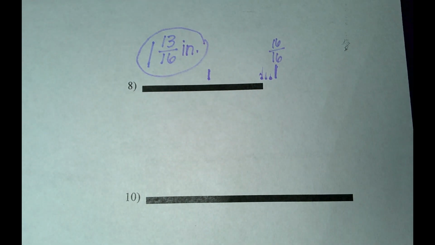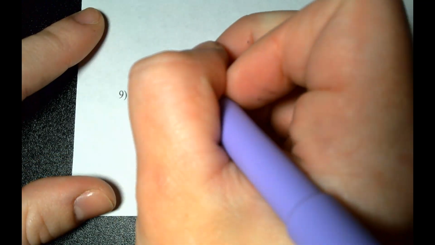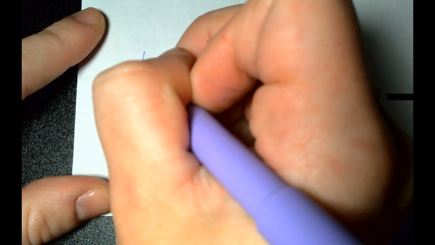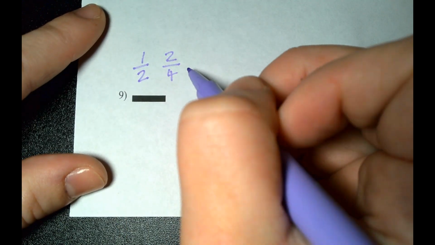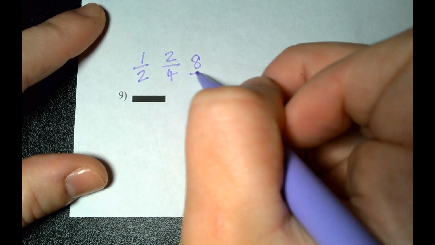And let's do the last 2 on this first page. 2 and 15/16. Number 10. Okay, wait, what was number 9? Half an inch. 2/4. That's a half. 2/4 or 1/2 or what else? What did you say, Lisa? 8/16. Yep, or 8/16.